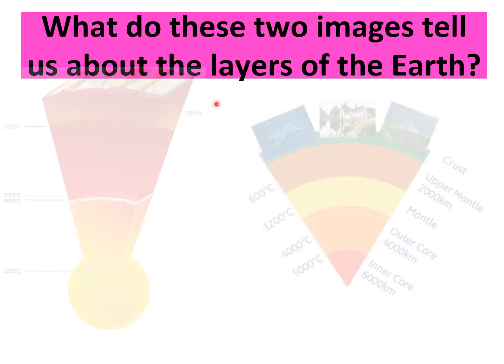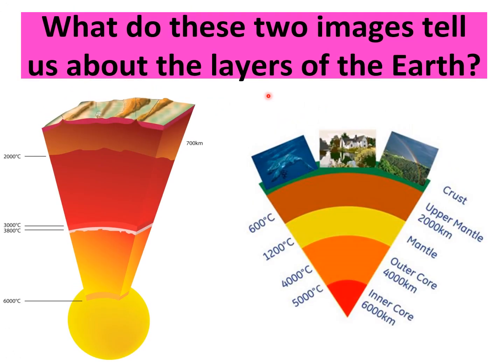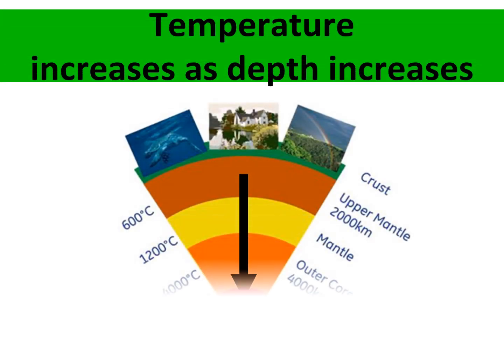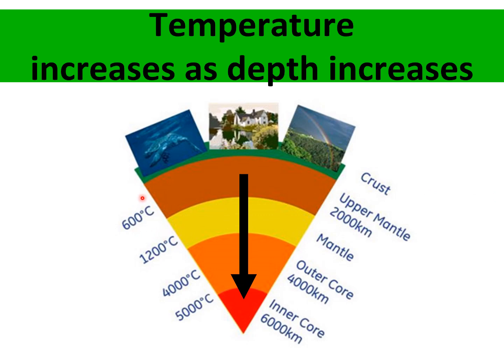Now, looking at this picture, what do these two images tell you about the layers of the Earth? The first thing that you observed was the numbers, right? These numbers are the temperature. As you can see, as you start from the crust going to your inner core, the temperature is increasing. Therefore, temperature increases as the depth increases.